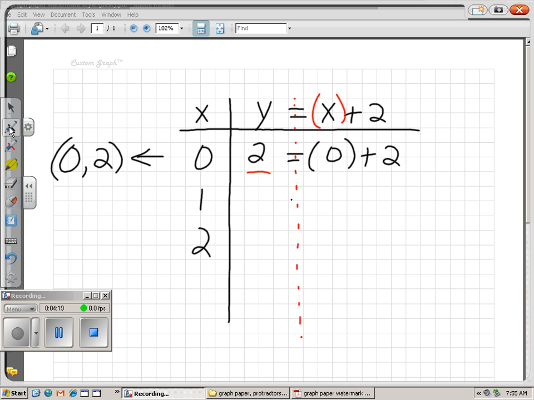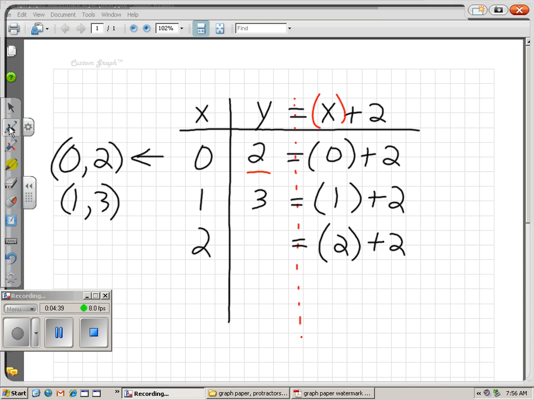So if I continue this, I would say, there's my equation. I take out my x, I put in my 1, I do the math, 1 plus 2 is 3, and there's my ordered pair, 1, 3. It just looks more logical to me. It keeps the x's and y's together. And one more time, take out the x, put in a 2, add 2 to it. When x is 2, y turns out to be 4, and 2, 4 is the point I would graph.